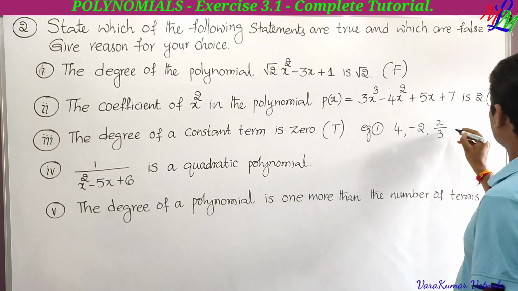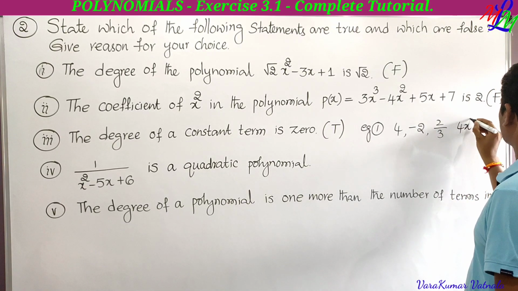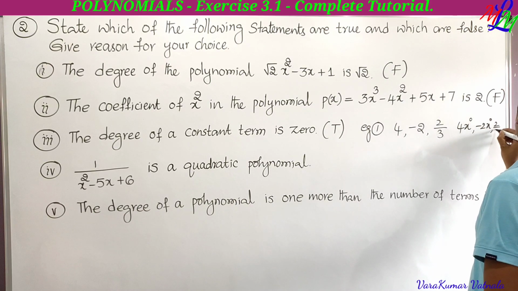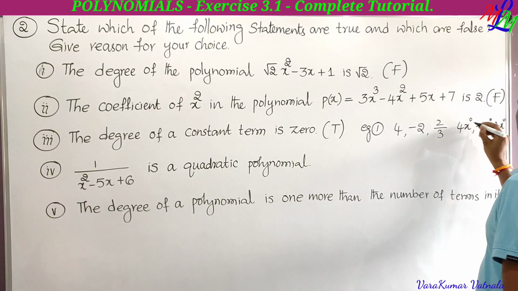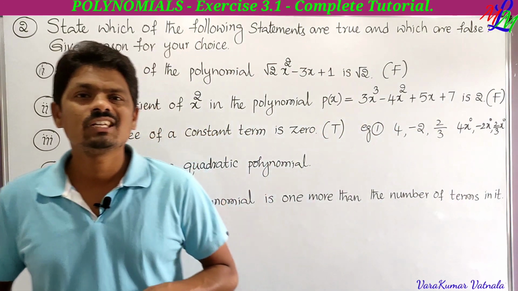So here -4 can be written like this, -4 into x to the power 0, minus 2 into x to the power 0, 2 by 3 into x to the power 0. So here the degree of the constant term is 0, hence it is true.